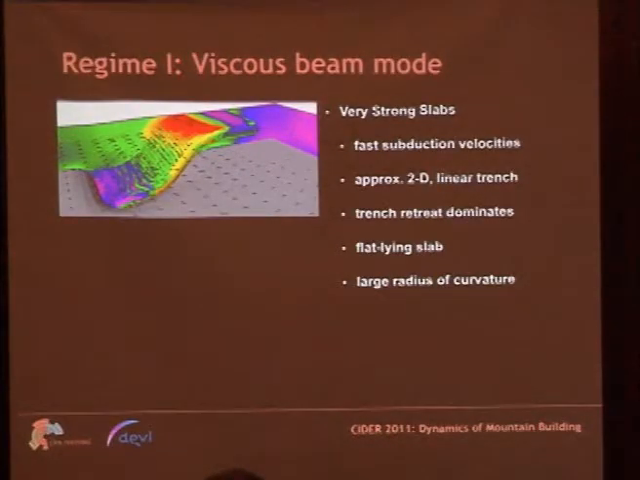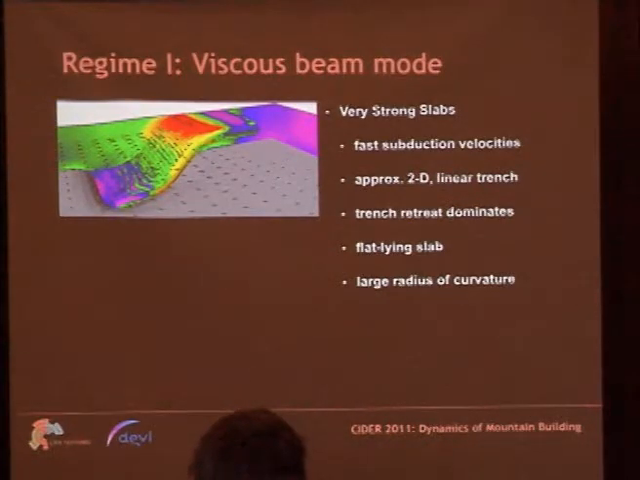Okay, now a little tour of some pictures here. We call this the viscous beam mode because it's got this straight trench. And these are really strong slabs. This plate is strong enough to support itself, and you even see it just looks like a beam that's getting bent. So, very strong slab, very strong plate. The subduction velocities are fast, but it's mostly through retreat, and this plate doesn't move very far. Okay, so it's dominated by trench retreat, and it will have a slab lie down completely flat.